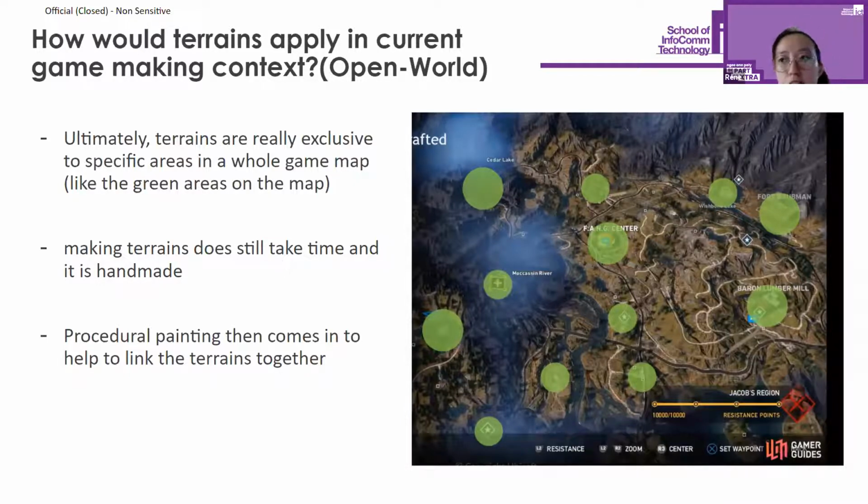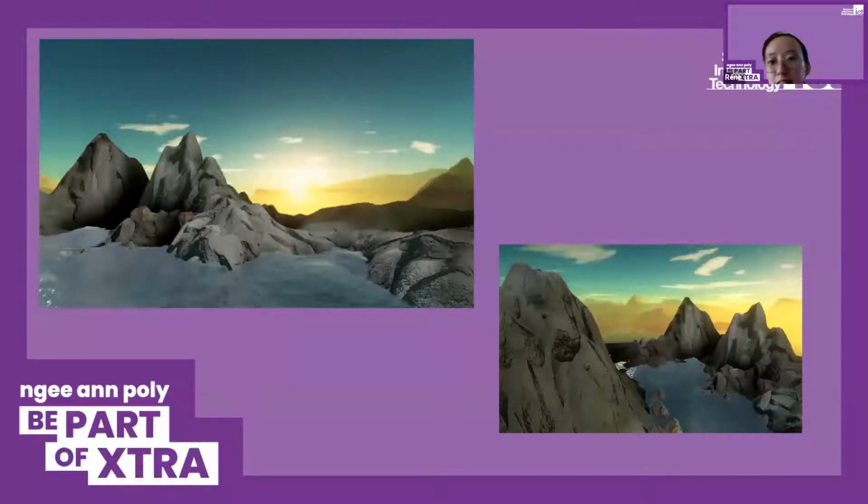So the other areas are painted through procedural painting by other 3D environment designers in the game company, who will be blending in with other roads and stuff. Which is not part of the terrain, but it blends in with the terrain, so that the exclusive terrain looks flowing and natural. So that's how terrains actually apply in a game making context. So next, these are some examples.